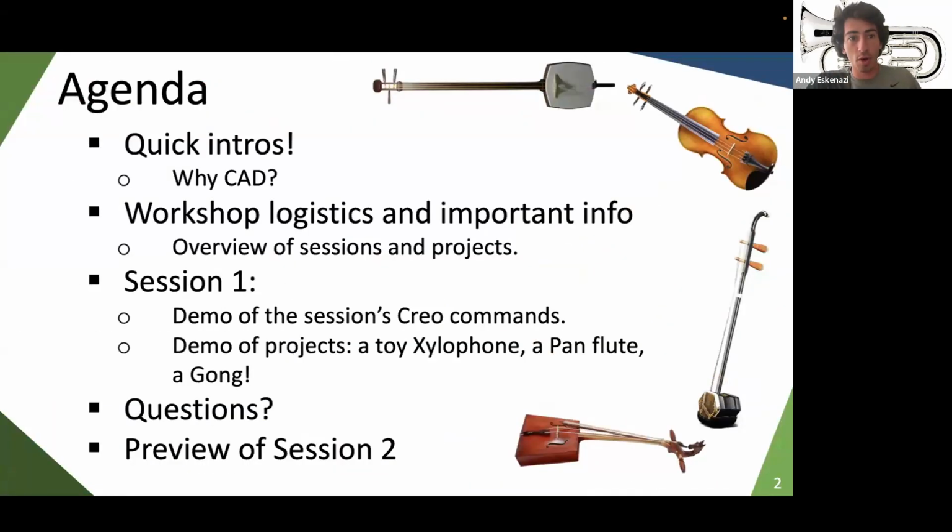So today's agenda consists of the following items. First, I'm going to start by just going through some of the reasons why you decided to sign up for this year's edition. Also, why are you interested in learning how to CAD? And then we'll go over some of the logistics, I'll cover some of the different sessions, some of the projects that we'll be working on, and then we'll jump straight into session 1, where we'll do a demo of the overall Creo interface. We look at the different commands, or some of the simpler features, and then we'll use those to do our three projects for today, which include the toy xylophone, the pan flute, and the gong. I'll show you pictures of those in a minute.